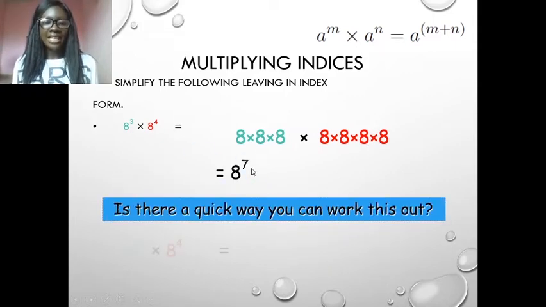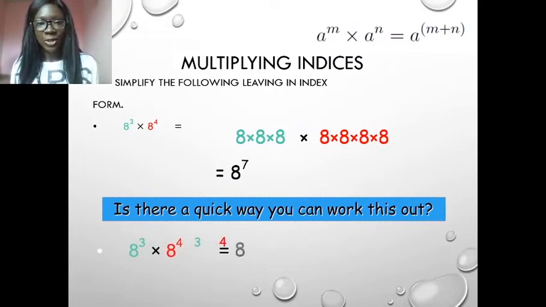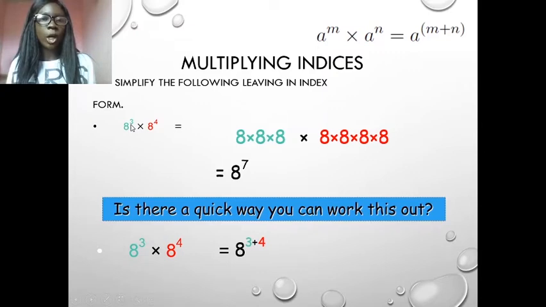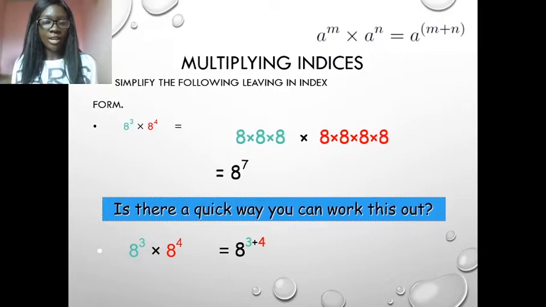But is there a quick way to work this out? I know you said yes already, because if you follow our law 1, if you have the same base multiplying each other, you pick the first base and add the powers together. And this law will guide us in many ways. Maybe we have a power of 20 something or 30. You don't just have to be saying 8 times 8 times 8 up to 30, right? So what you just do, you pick the base, that's the first base or any base. Of course the bases have to be the same. Then you add the powers together.